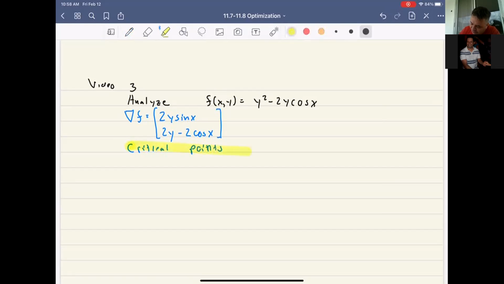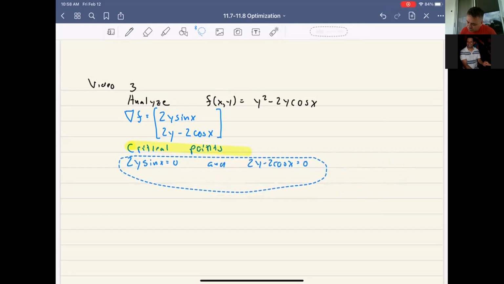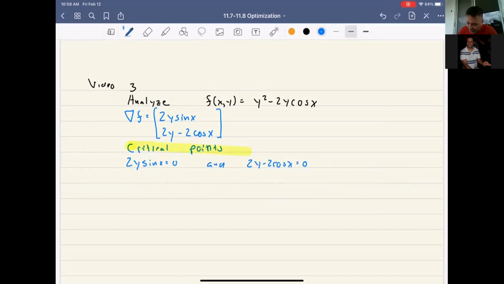Okay, so critical points are when 2y sine x equals 0 and 2y minus 2 cosine x equals 0. Here, this is going to be solved when y equals 0 and also when sine of x equals 0. Sine x equals 0 where x equals 0, x equals pi, x equals 2 pi, x equals n pi.